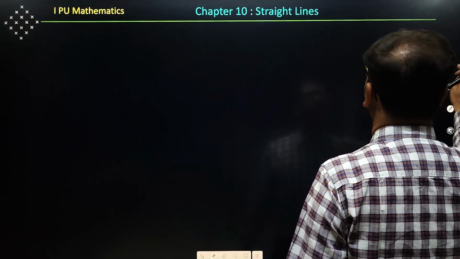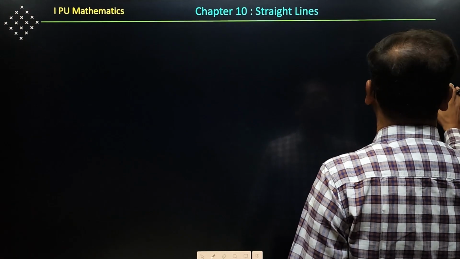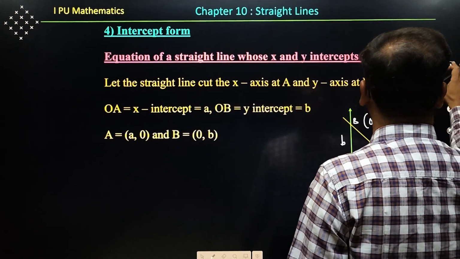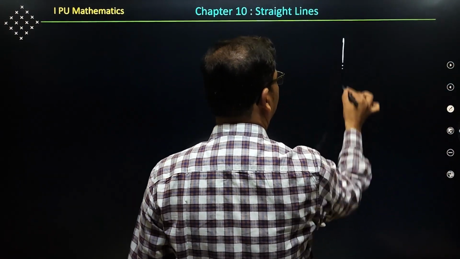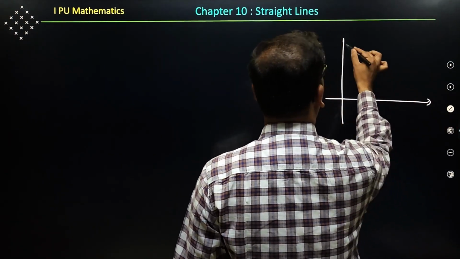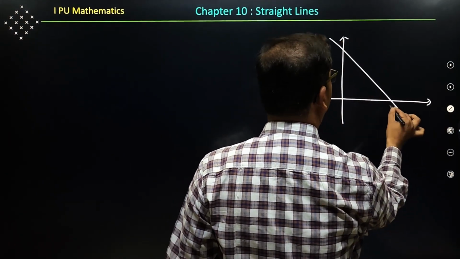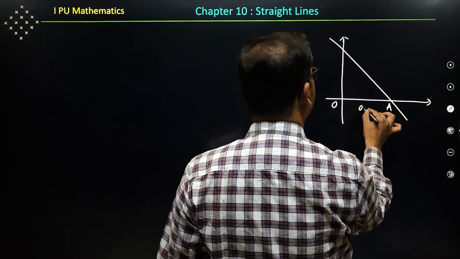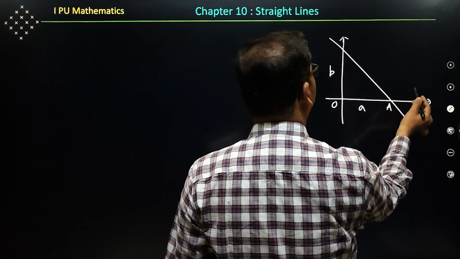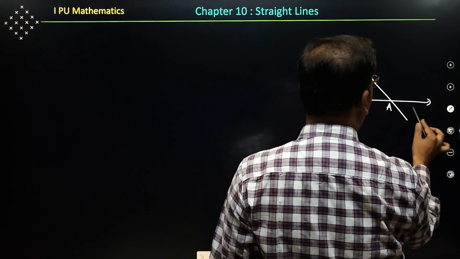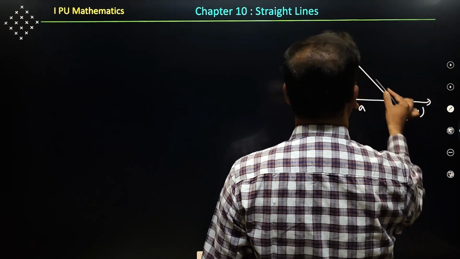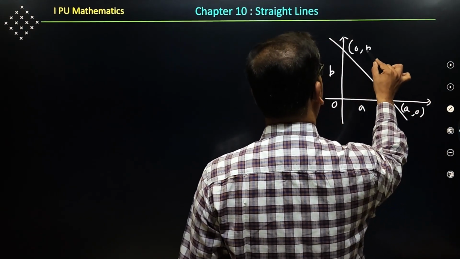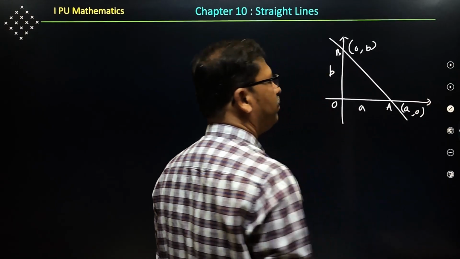Now let me calculate here. Please concentrate. Once again I would like to draw the diagram here. This is your A, this is the origin, this is B. The coordinates of A correspond to A comma 0 and this corresponds to 0 comma B.